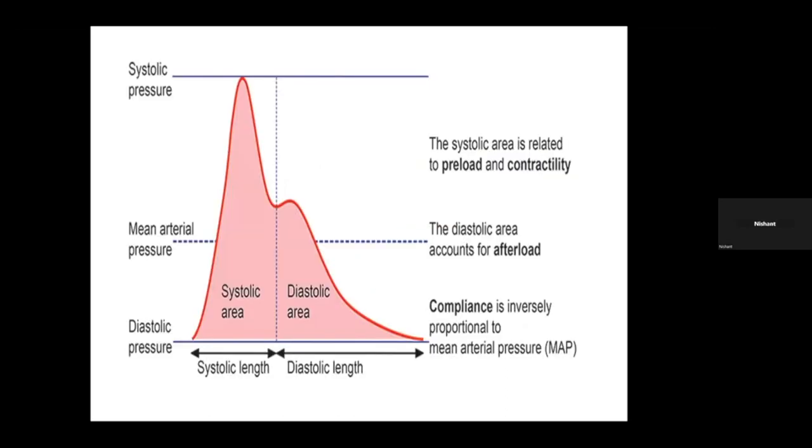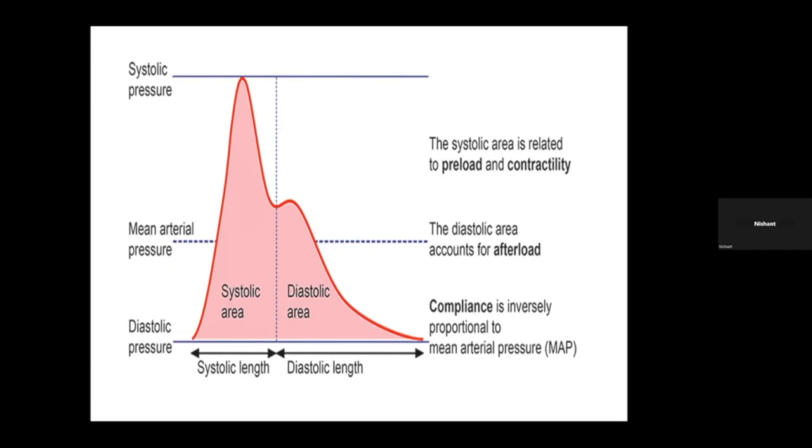So this indicates the area under the normal invasive blood pressure waveform. The area under the systolic curve, that is the anacrotic limb up to the dicrotic notch, gives us the systolic area, and the area under the dicrotic limb gives us the diastolic area. So the systolic blood pressure is the highest point of the arterial waveform, and the diastolic blood pressure is the lowest point. The difference between the systolic blood pressure and diastolic blood pressure gives us the pulse pressure, and the mean arterial blood pressure is calculated.